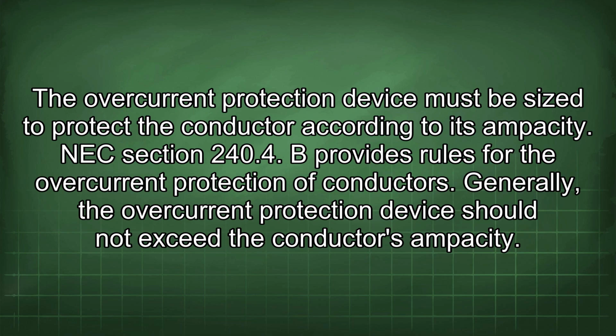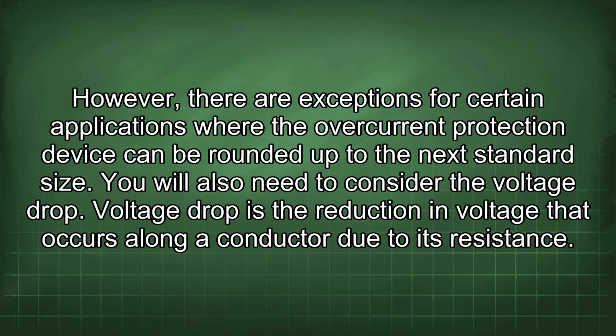NEC Section 240.4(B) provides rules for the overcurrent protection of conductors. Generally, the overcurrent protection device should not exceed the conductor's ampacity. However, there are exceptions for certain applications where the overcurrent protection device can be rounded up to the next standard size. You will also need to consider the voltage drop.